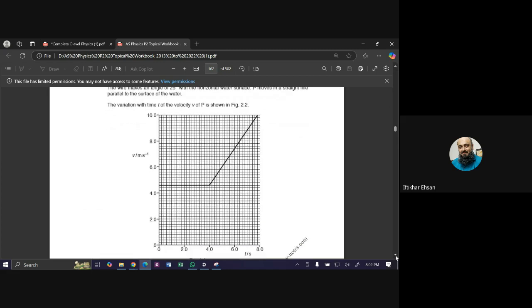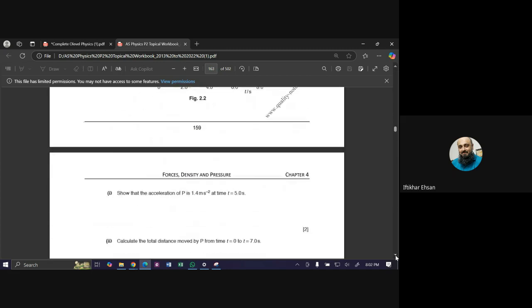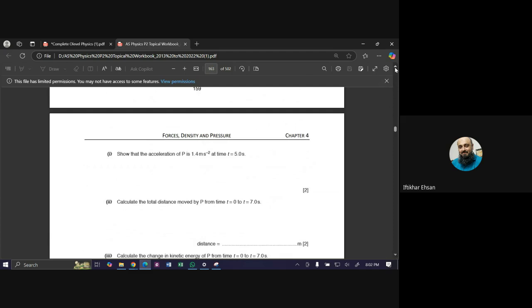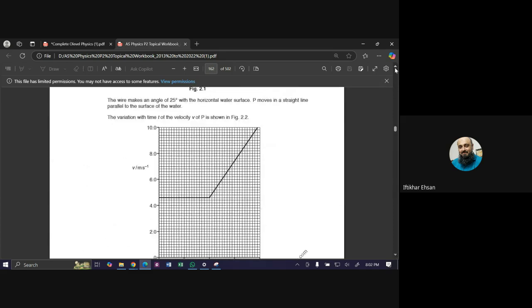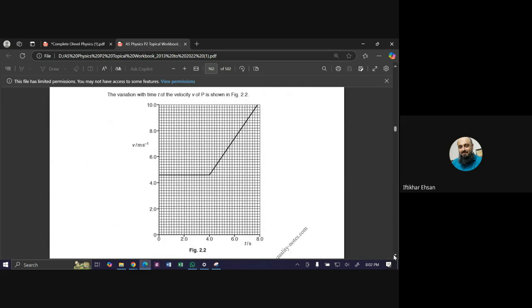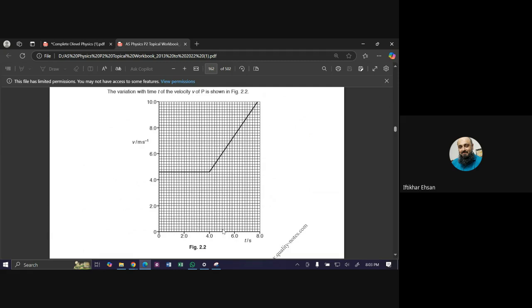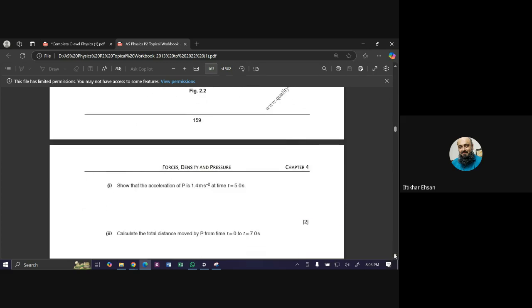The variation is given. Show that the expression is this at 5 seconds. So how would you find that? At 5 seconds, you have to find the expression. In a speed-time graph, how do you find it? You take the gradient. For finding the gradient, you take any 2 points from this slanted line. Yes, any 2 points. So you have to find the gradient, and it will give you the answer.